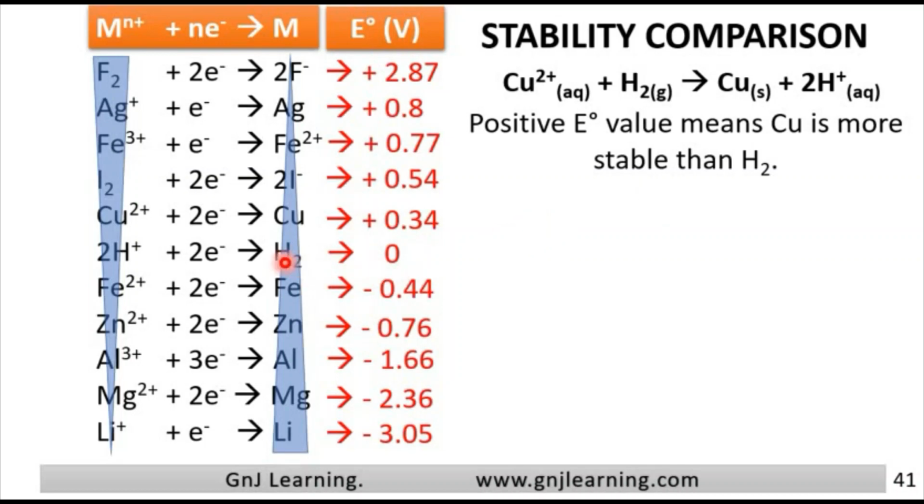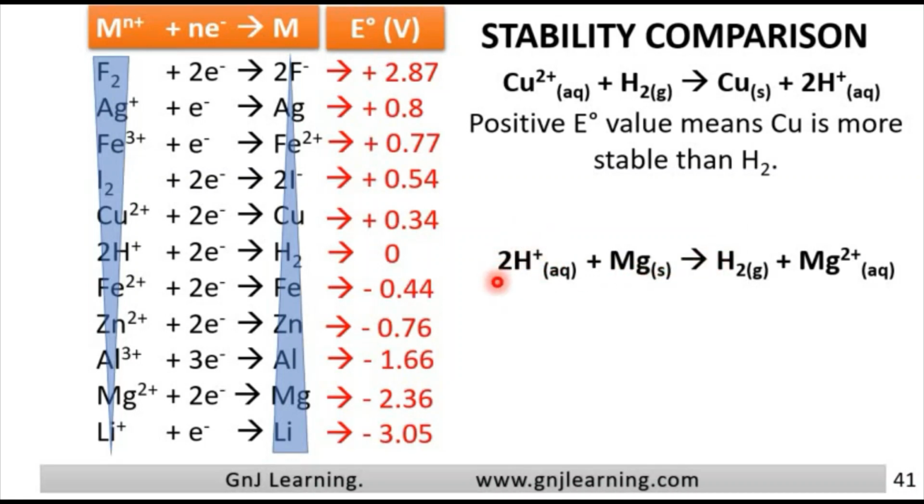Now I am comparing H2 with a half cell that has a low E0 value, here Mg. So among Mg and H2, which is more stable? H2 is more stable because its E0 value is higher than that of Mg. You can see that from the reaction here: H2 is on the product side, so H2 is more stable.